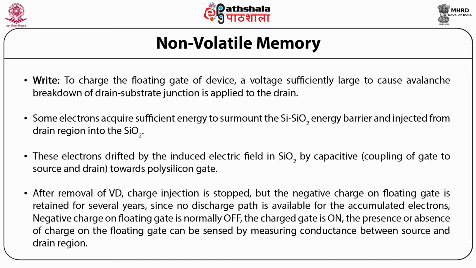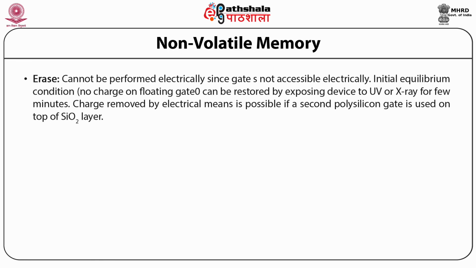After the removal of Vd, charge injection is stopped, but the negative charge on the floating gate is retained for several years, since no discharge path is available for the accumulated electrons. The device with no charge on the floating gate is normally off and the charged gate is on. The presence or the absence of charge on the floating gate can be sensed by measuring the conductance between source and drain region. Let us discuss the erase option. This cannot be performed electrically since the gate is not accessible electrically. So the initial equilibrium condition, that is no charge on the floating gate, can be restored by exposing the device to UV or X-ray for a few minutes.